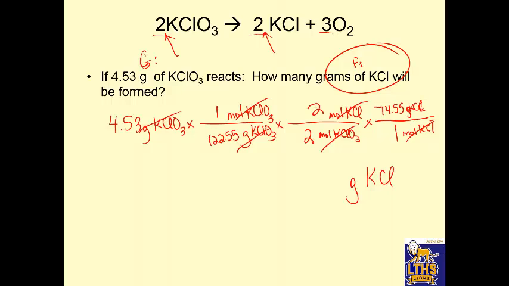Math-wise, 4.53 divided by that times that divided by that times that, you get 2.76 grams of KCl. Check my math, please. If you find a mistake, let me know.